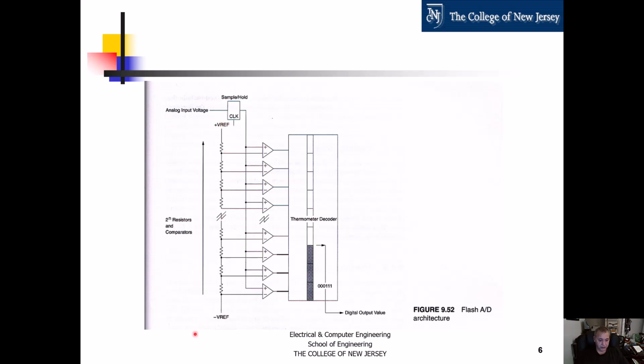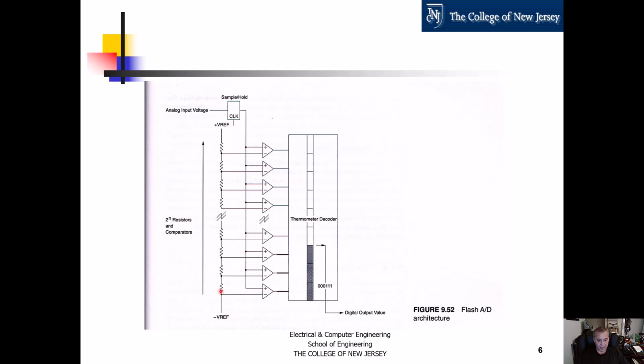This very well could be ground and VDD, but it doesn't have to be. It could be something else. It could be a subset of the range, so you can actually get more resolution. And since we're looking at 6 bits, then we need 2 to the 6, which is 64. So we have 64 of these and 64 of the comparators.